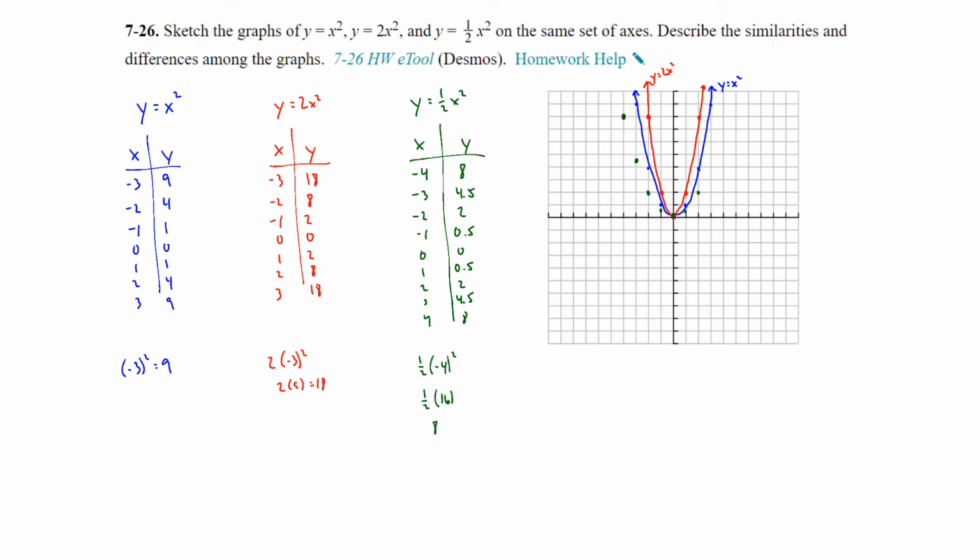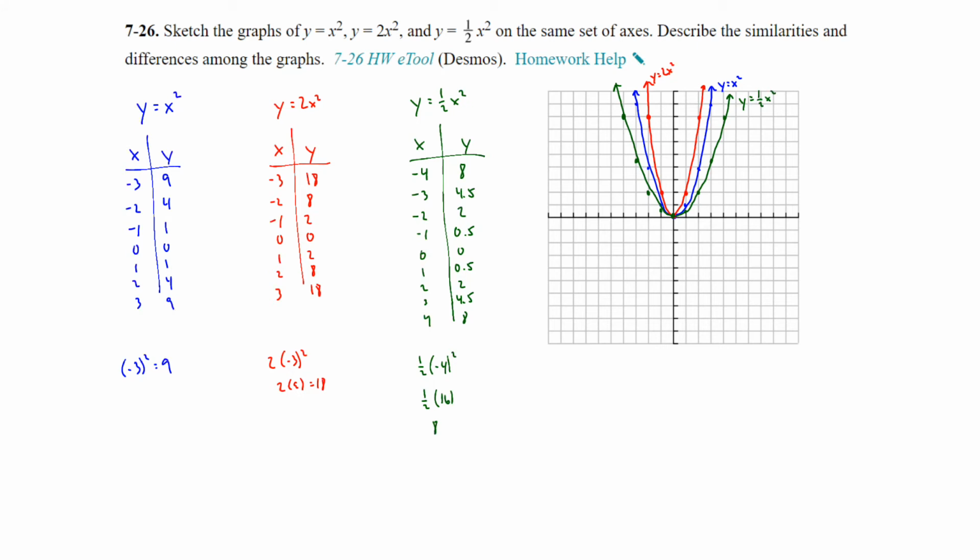And then we graph the symmetry on the other side. So at 2, we're at 2. At 3, you're at 4.5. And then at 4, you're at 8. And so on this one, you can see that the graph has gotten a little bit wider compared to the other two.